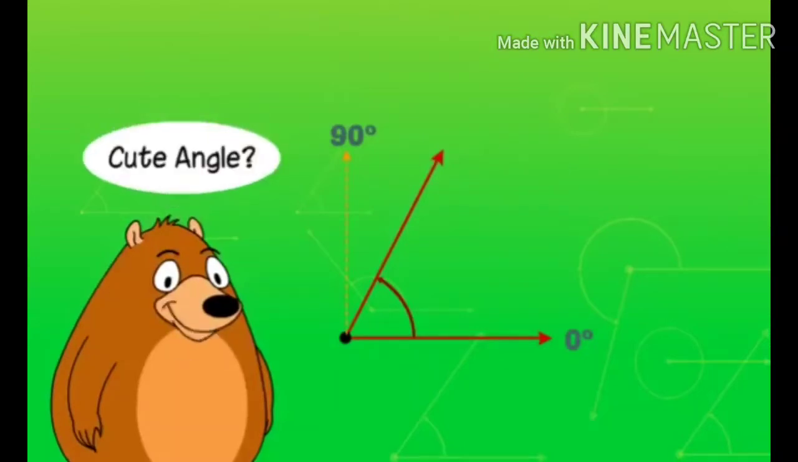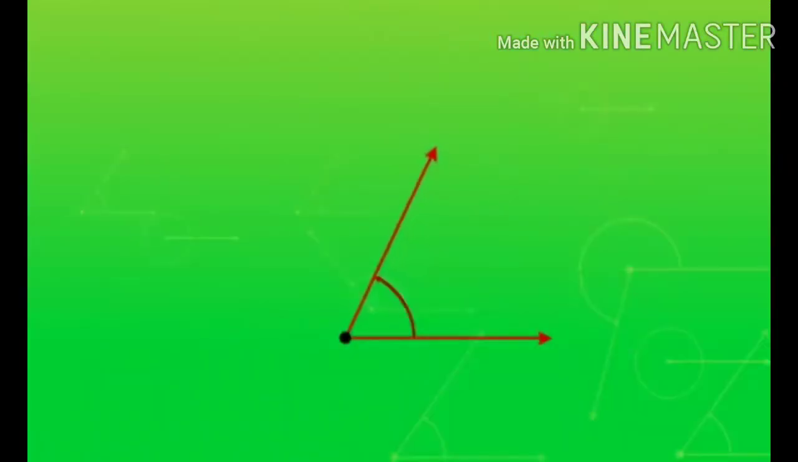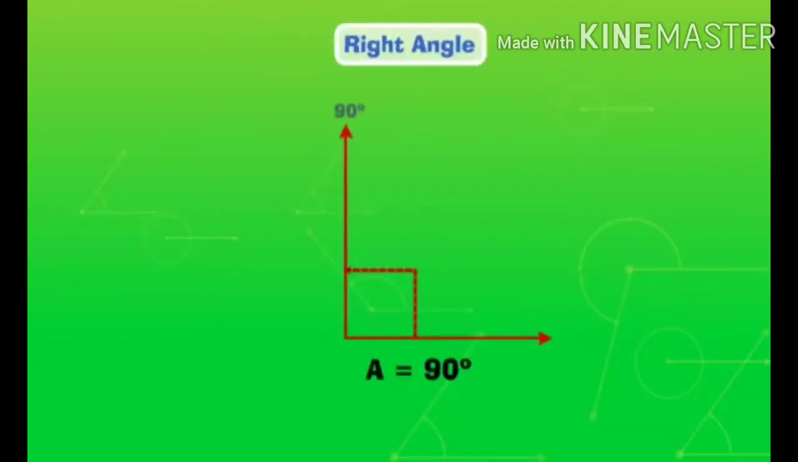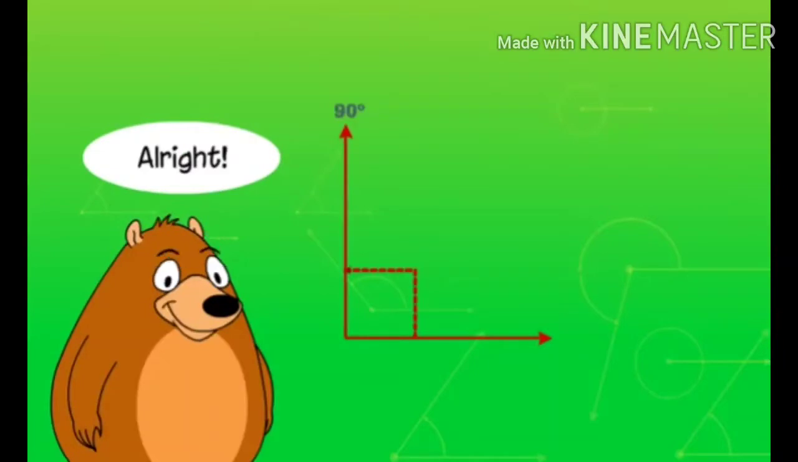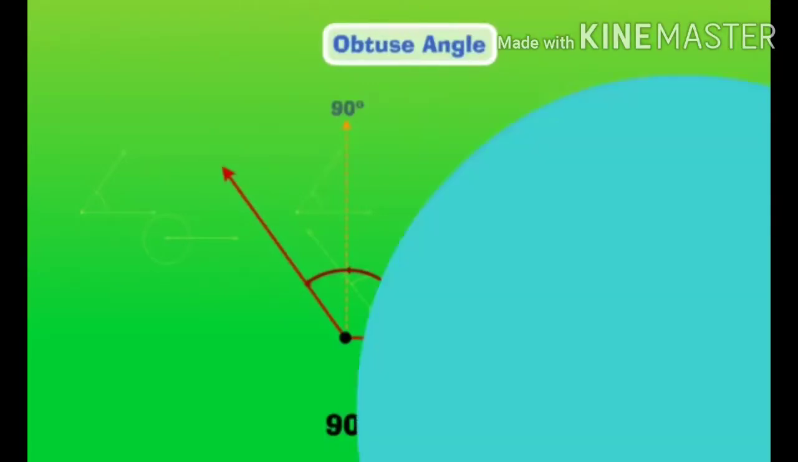Acute angles are smaller than other angles. An angle whose measure is 90 degree is called a right angle. Right angles are larger than acute angles. Obtuse angles are bigger than right angles. They measure between 90 degree to 180 degree.